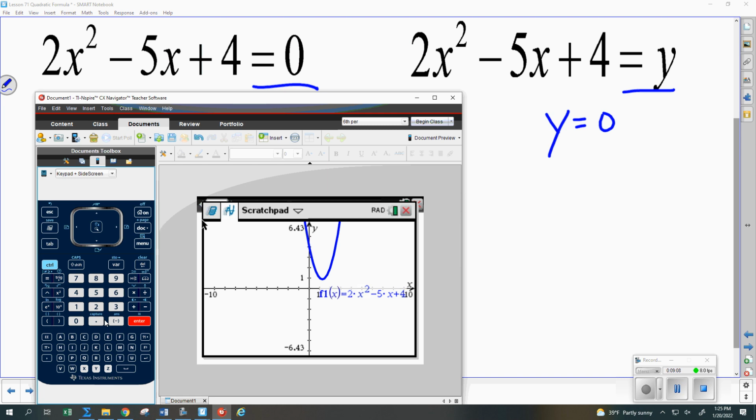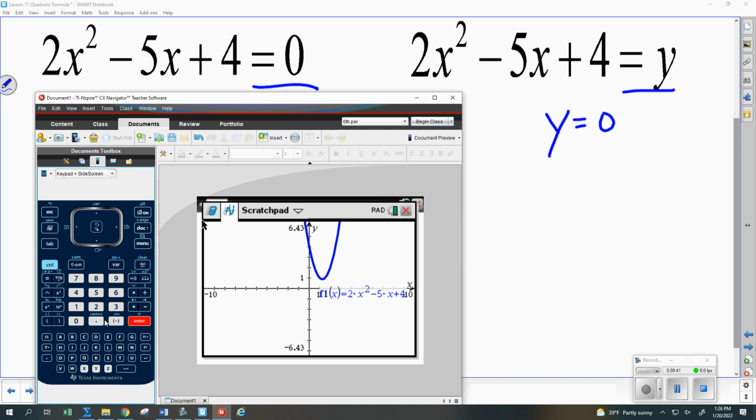So hit menu, window zoom, standard. We'll work on this one. So 2x squared, you don't do the equals 0 on the end. Oh, okay. Because we're doing the y equals. Okay, everybody else able to see it okay?